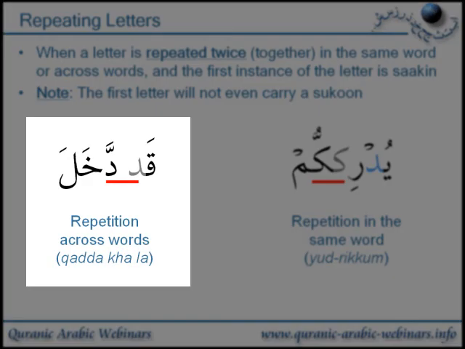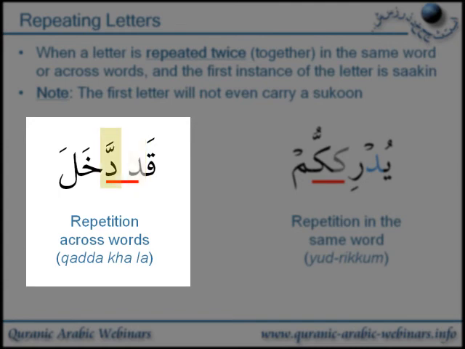Okay, the next example: we have the same situation, however it occurs over two different words. The first word here is qad, and the next one is dakhala. However, because the two dals effectively come together when you do your recitation, we completely ignore the first dal. So it doesn't even have sukun. We've color-coded it in grey to indicate it's not going to be read.